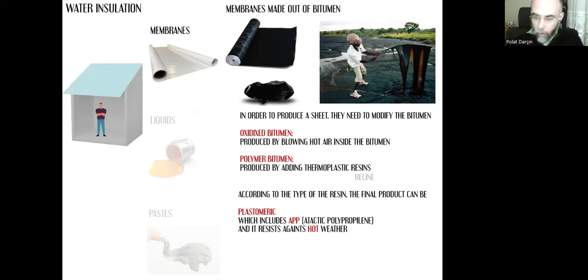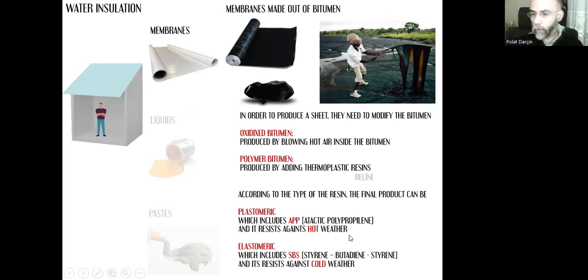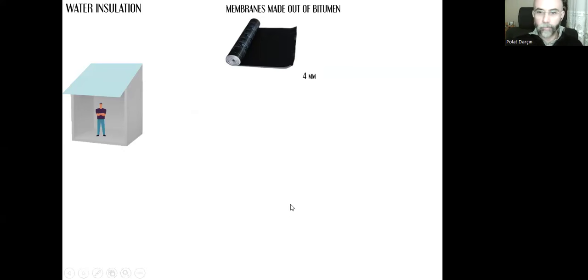If you are designing a building in a hot climatic zone, such as Antalya, Adana, or Africa, maybe, you can prefer this one, the bitumen sheets that has APP inside, and that's the plastomeric bitumen sheets. And the opposite, if you are designing a building in the cold weather, then you need to prefer styrene butadiene styrene, SBS for short form.